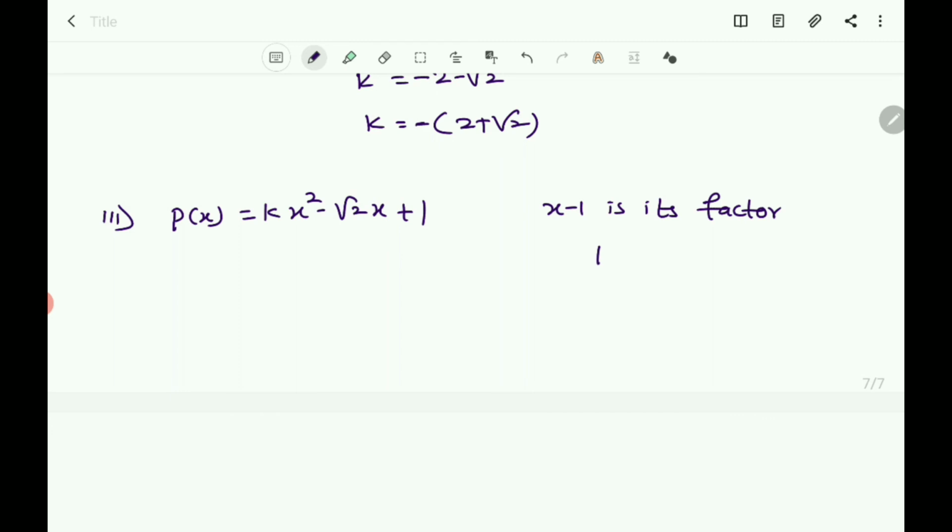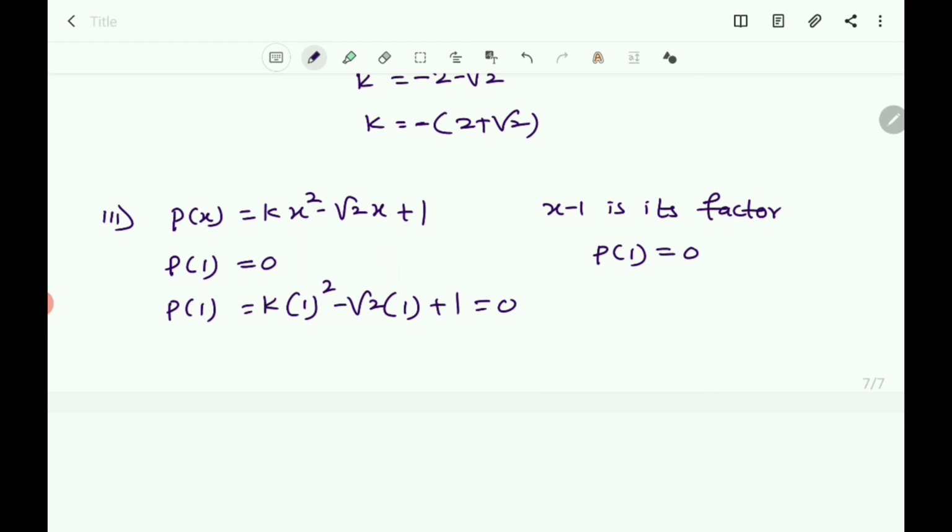Again here P of 1 must be equal to 0. As x minus 1 is its factor, P of 1 must be equal to 0. So P of 1 is equal to k into 1 square minus root 2 into 1 plus 1 is equal to 0. That is k into 1 minus root 2 into 1 is root 2, plus 1 is equal to 0. K into 1 is k minus root 2 plus 1 is equal to 0.